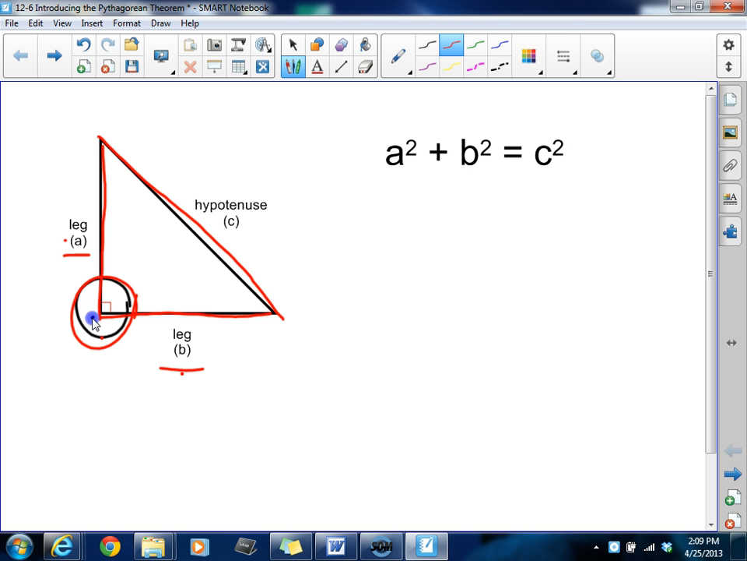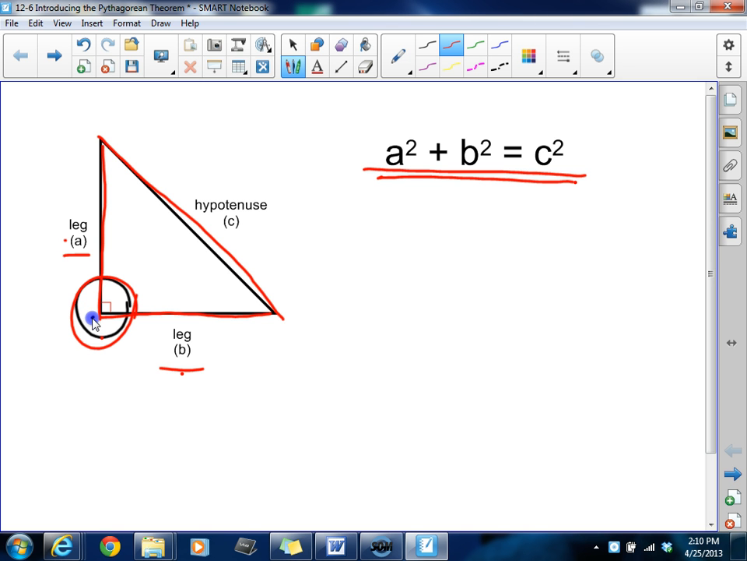Now, something is very special about right triangles. Every single right triangle you're ever going to see in your entire life is going to follow this formula right there. You say, wait, every single right triangle? Yes, every single right triangle you're ever going to see is going to follow that formula. So I can use this formula right here to find the lengths of my sides.